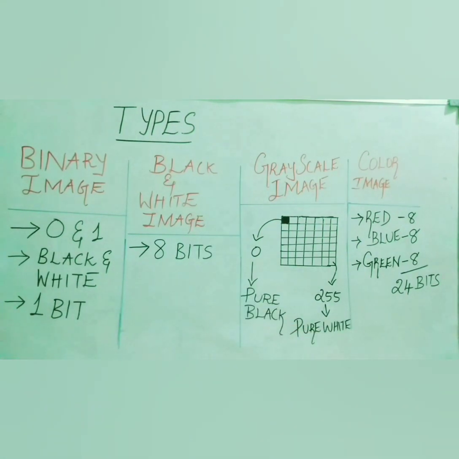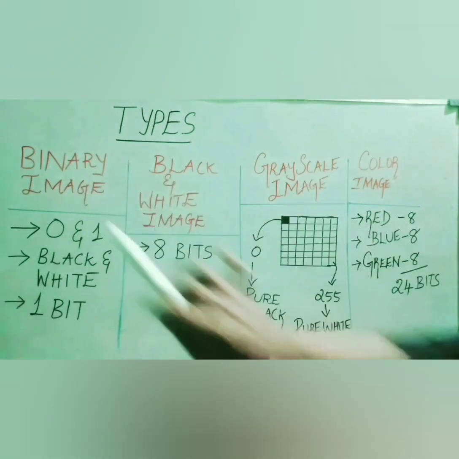What do you mean by bit? Bit refers to the smallest piece of information. These images are not very clear. Sometimes it's very difficult to understand what the image tries to convey to us. So this is about binary image.